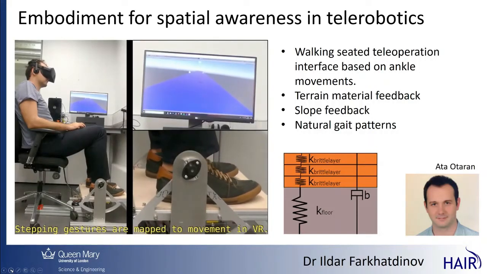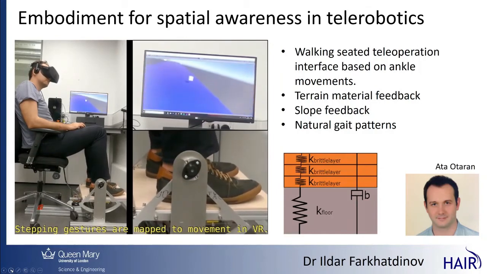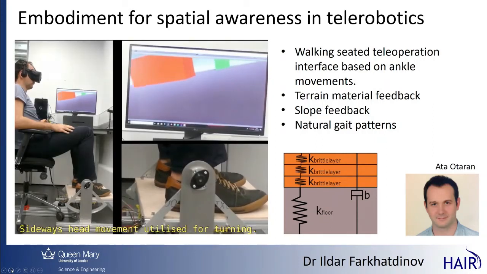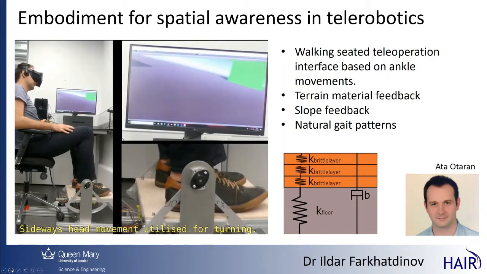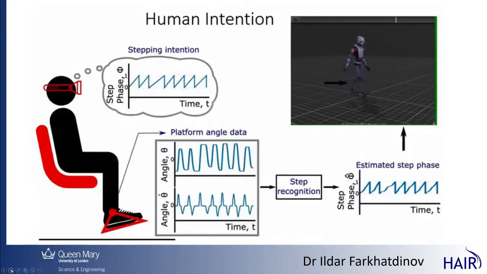Together with my PhD student, we have built a robotic ankle platform which can be used as an input-output interface to control virtual and remotely located robotic systems. Firstly, the platform is used to generate and control locomotion. Secondly, the platform generates terrain and slope feedback based on the robot's environment physical interaction. Therefore, we can improve embodiment and immersiveness of the telepresence.